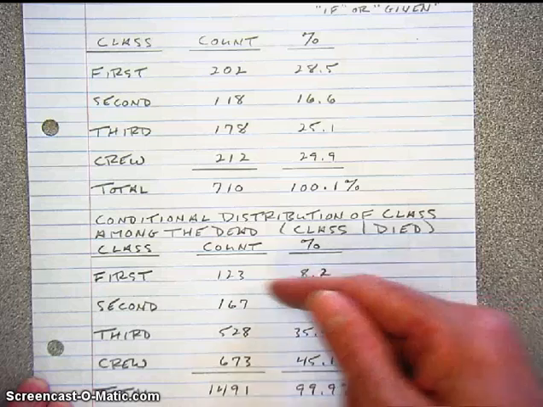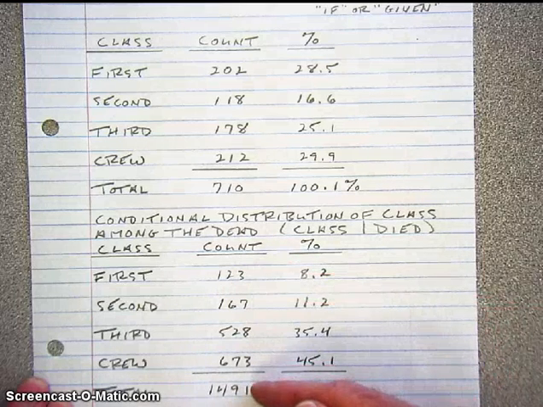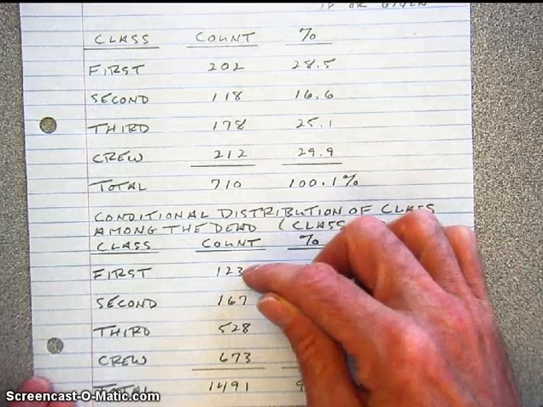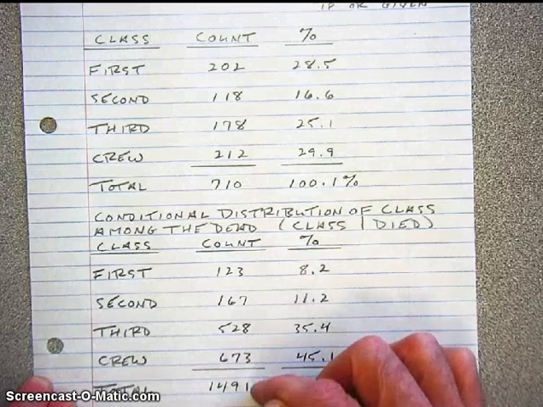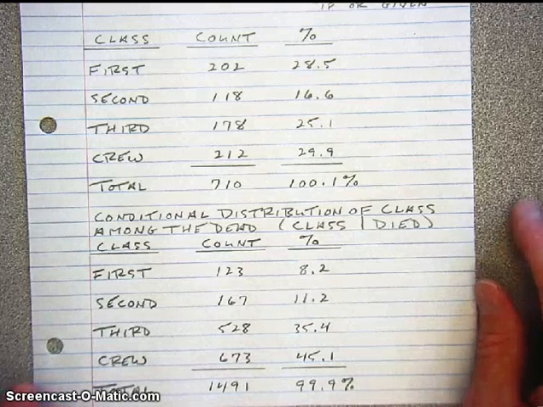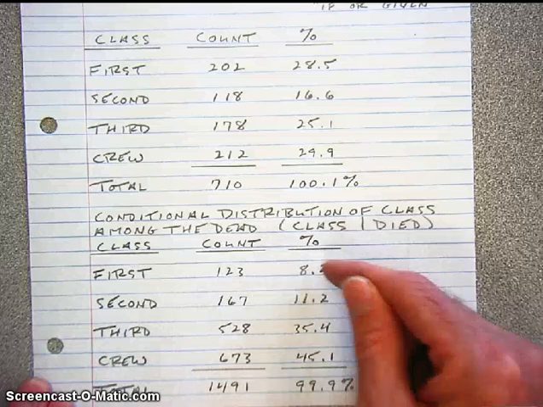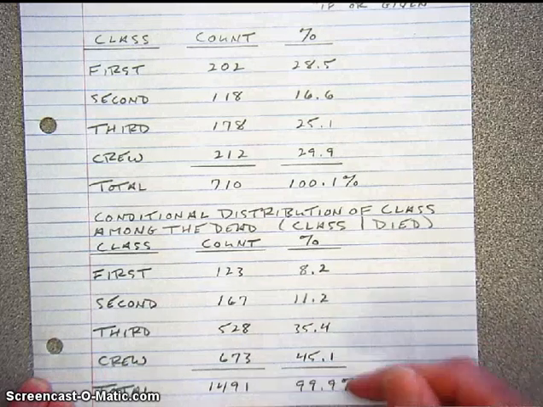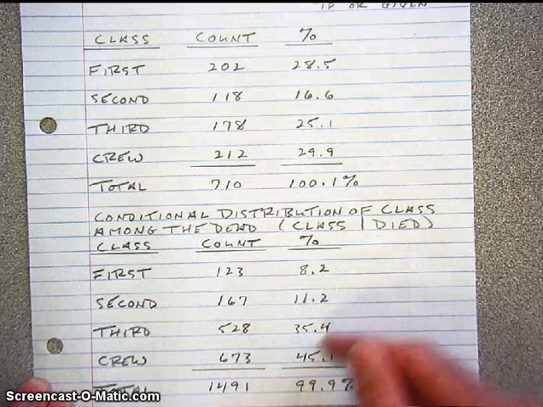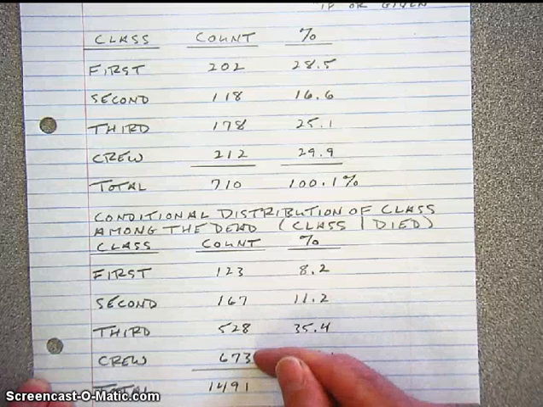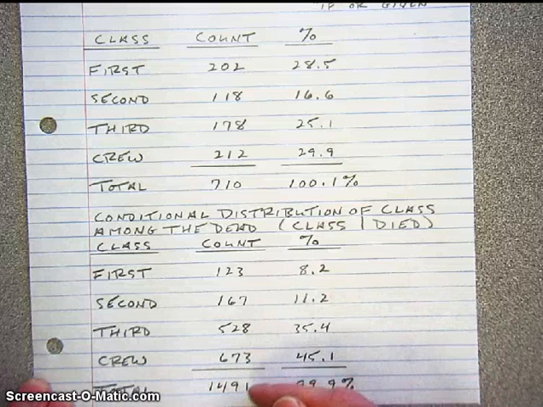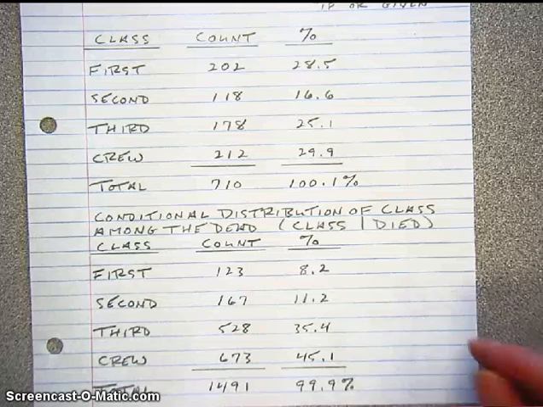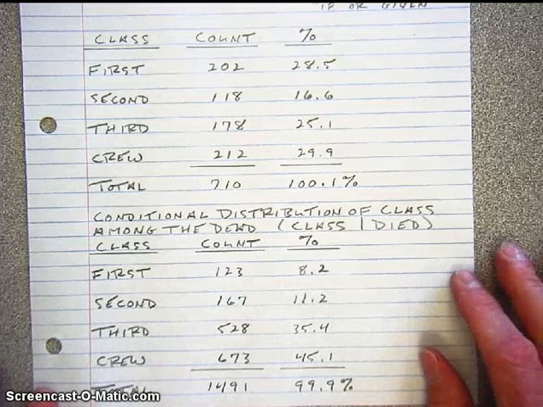And these are the percentages that each of these counts makes as a percentage of this column total down here. So 8.2% comes from dividing 123 by 1,491 and then multiplying by 100%. This number right here is 8.2% of that total. This number right here is 11.2% of that total. This number right here is 35.4% of that column total, and the 673 is 45.1% of this column total. And these percentages add up to 99.9%, again due to rounding error. It's not going to always come out perfectly to 100%.